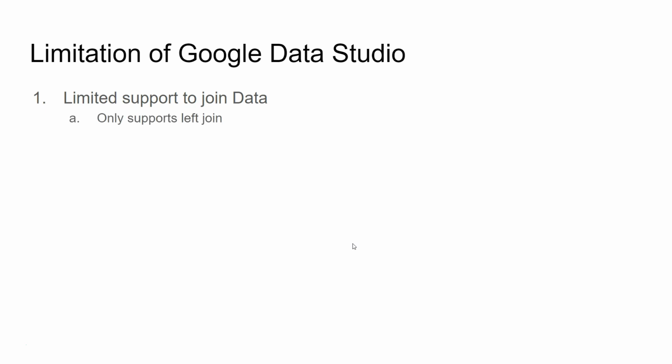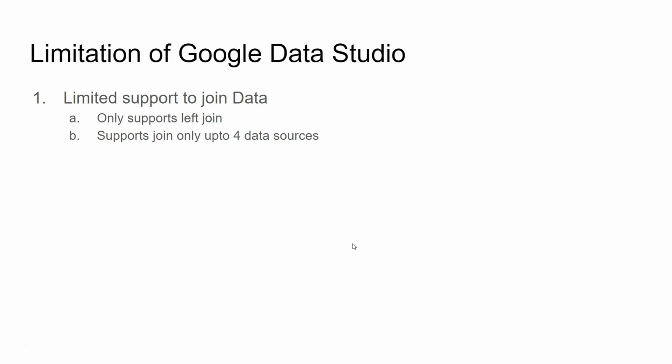That means based on the base table, the first table, you can join another table, and it supports only up to 4 data sources that can be joined together. So for any complex scenario where you need different types of joins like inner join, right join, or any other join, it will not be supported.